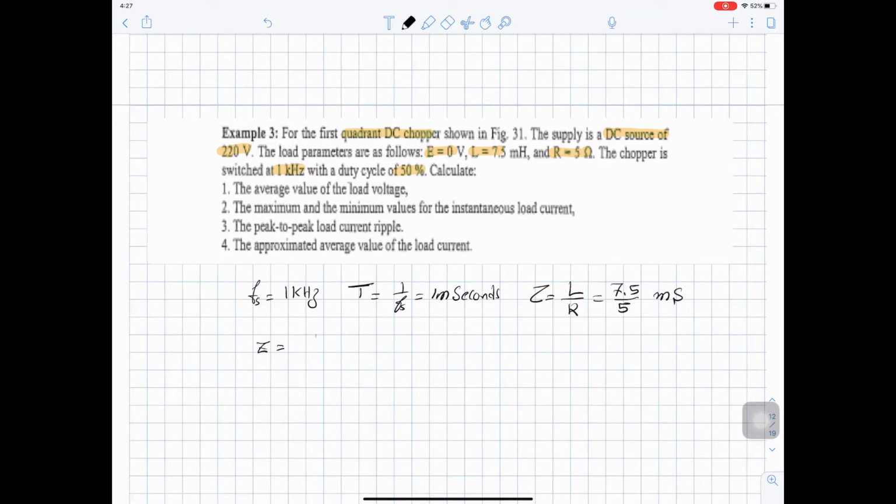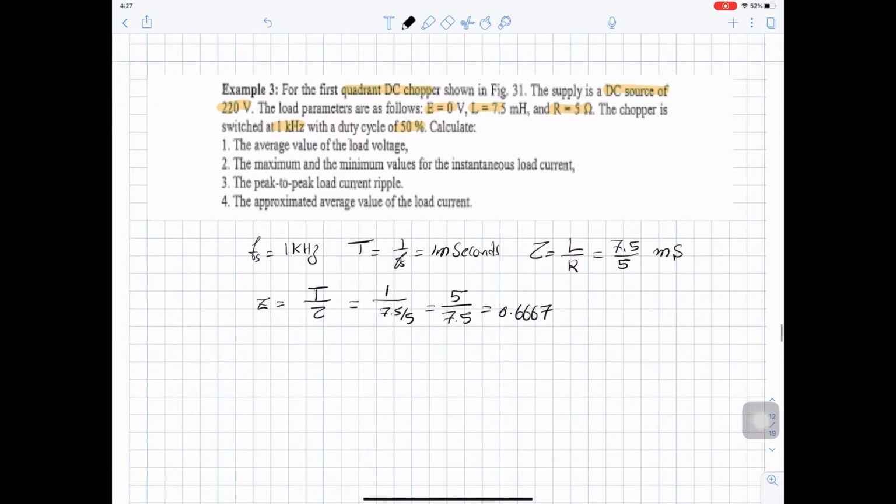Z equal to T over tau equal to 1 divided by 7.5 over 5 equal to 5 divided by 7.5, because both values are in milliseconds. So this is 0.6667. And the duty cycle K equal to 0.5 because it's 50%.